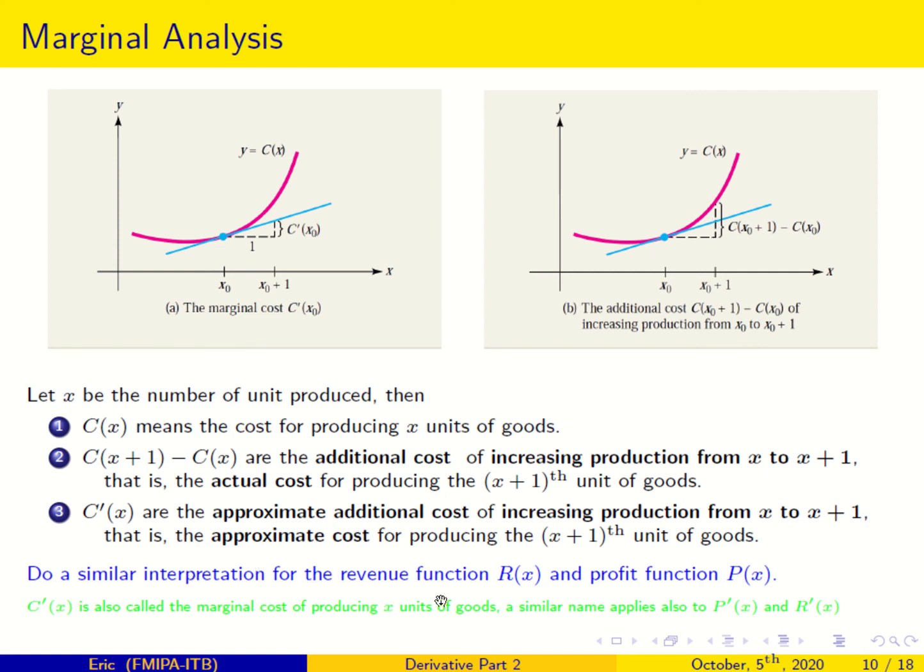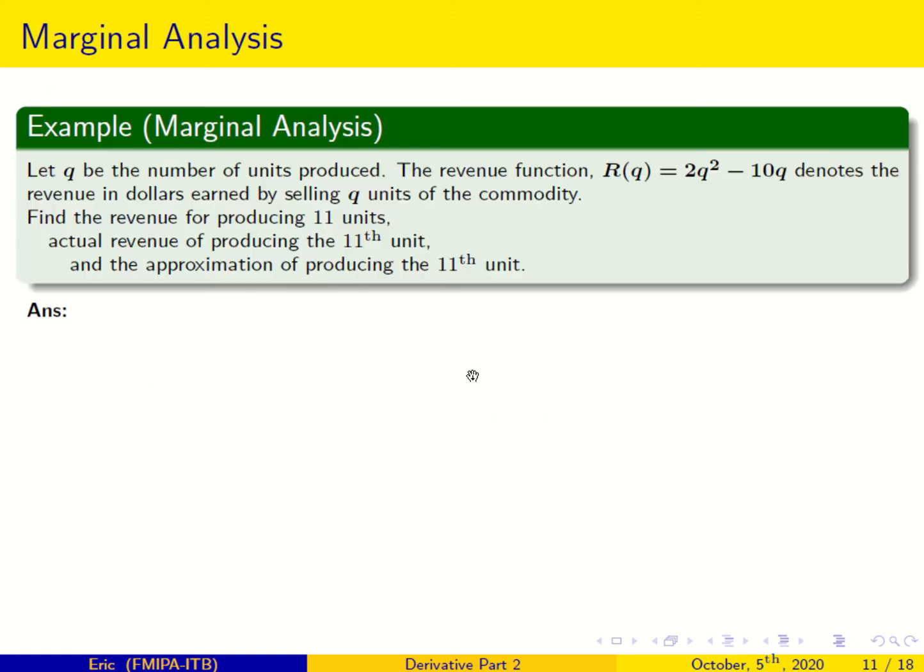Do a similar interpretation if you have a graph of the revenue function and the profit function. C prime x is also called the marginal cost of producing x units of goods. A similar name applies also for P prime x, the marginal profit for producing x units, and R prime x, the marginal revenue for producing x units of goods. So this is the example.